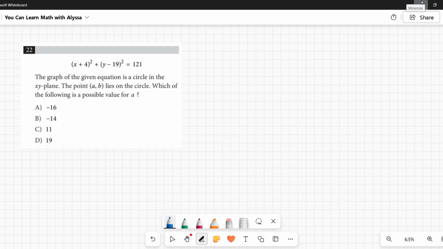Number 22. x plus 4 squared plus y minus 19 squared equals 121. The graph of the given equation is a circle in the xy plane. The point A, B lies on the circle. Which of the following is a possible value for A?